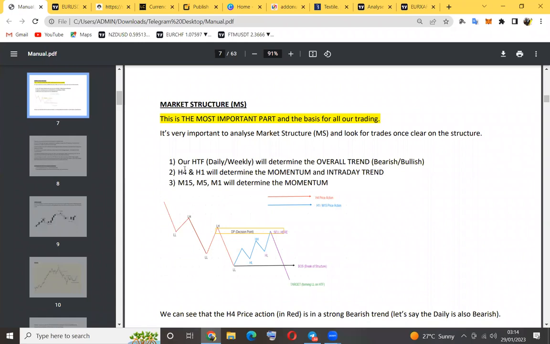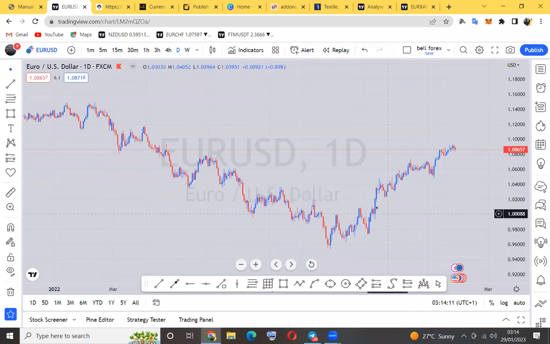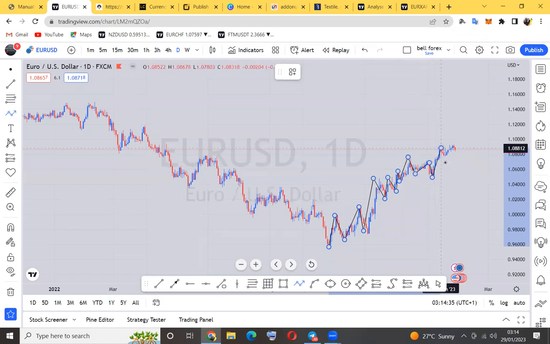So to pick up the overall trend here, if I switch to the daily, I can easily know if I'm in a pro trend or in a counter trend. A pro trend is a trend that goes in the direction of the market. So market going up, this is a pro trend, then counter trend, pro trend, counter trend. If you understand this very well, then you'll be able to have a very profitable strategy.